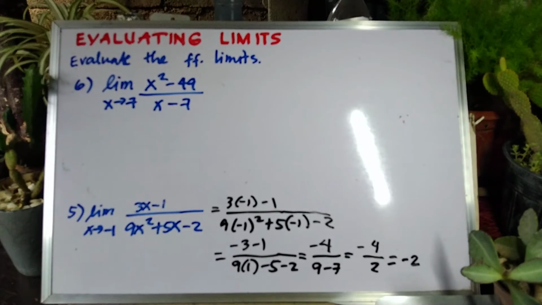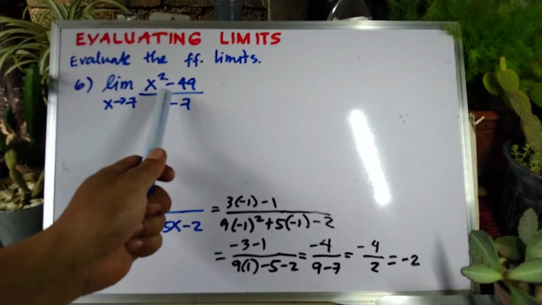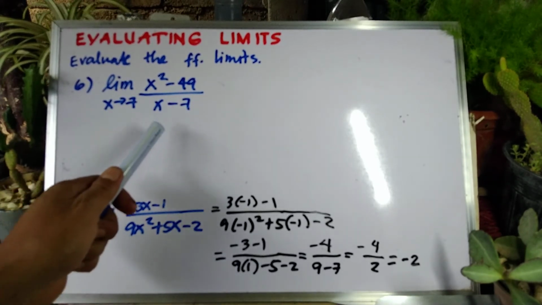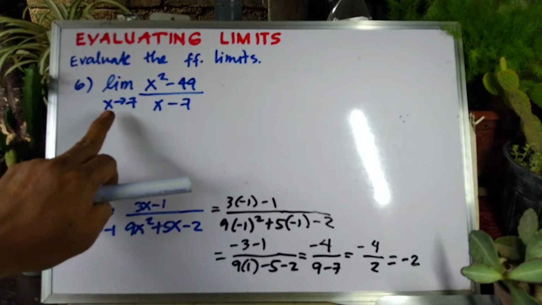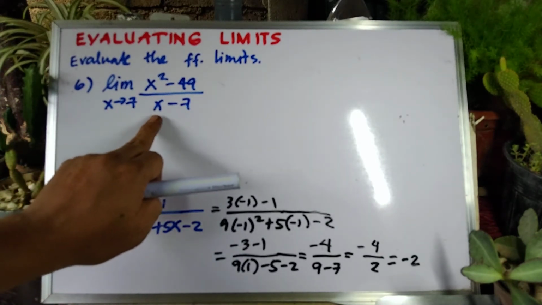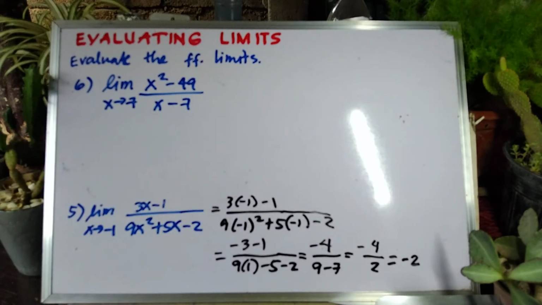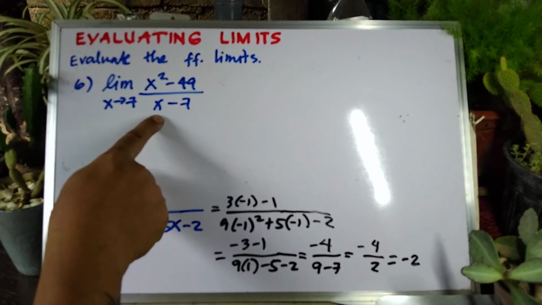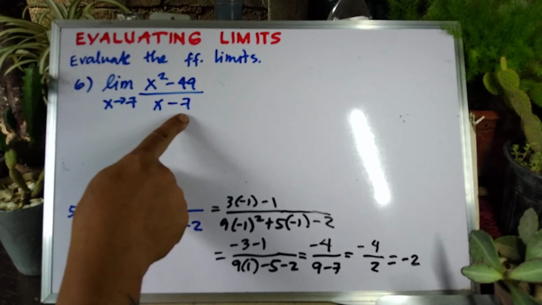Okay. Now, in this particular example, tingnan nyo. Yung numerator is x squared minus 49. It is a difference of 2 squares, no? If you could still recall your algebra. Okay. Now, the denominator is x minus 7. Now, tingnan nyo nga, kung x is approaching 7, kung 7 ang ilagay nyo dito, 7 minus 7 is 0. So, kung i-divide mo yan, ma-undefined yan. Diba? So, any number or expression divided by 0 is undefined.